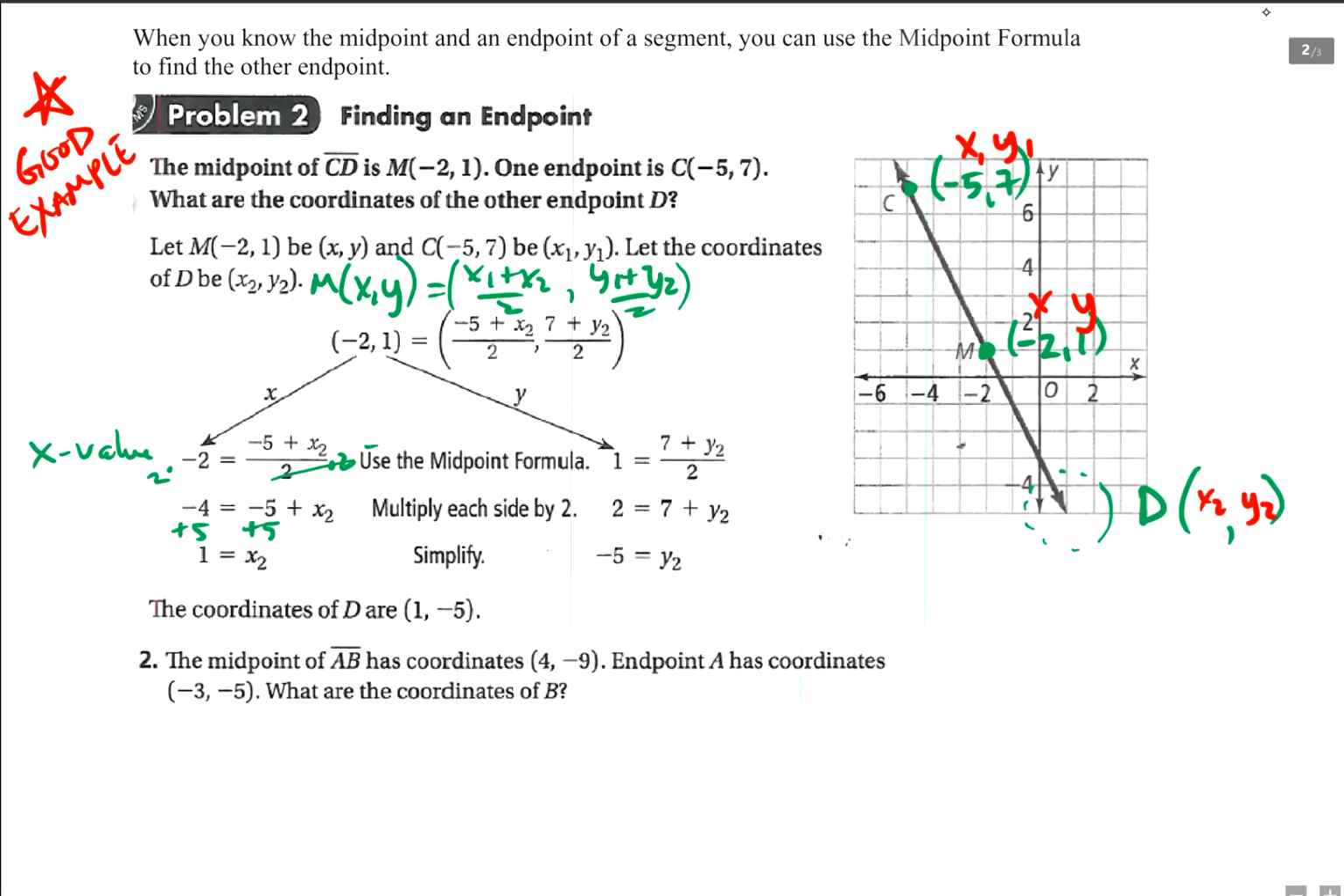And then I do the same for y. I substitute in my values. This is my y value. I multiply both sides by 2. That cancels. I get 2 equals 7 plus y2. I subtract 7 from both sides, and I get y2 is negative 5. So this point is at 1, negative 5. And let's look. Over 1, down negative 5. Yeah, that's exactly where we would expect it to be.